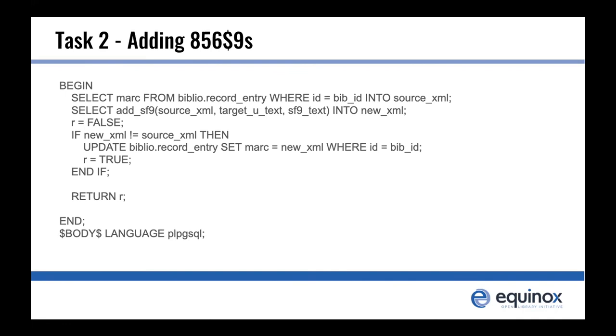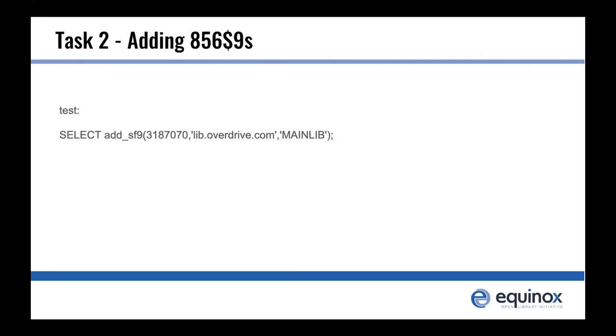Just handles pulling the MARC XML, sending it to the PL/Perl function, getting the XML back and updating the biblio record entry table with it. And this is an example. You know, select add subfield 9, pass it the bib ID, say I want to test for libOverdrive.com being in the subfield u, and if it's there, add a subfield 9 of main lib. And that's it. And I should be able to hear folks again, by the way.